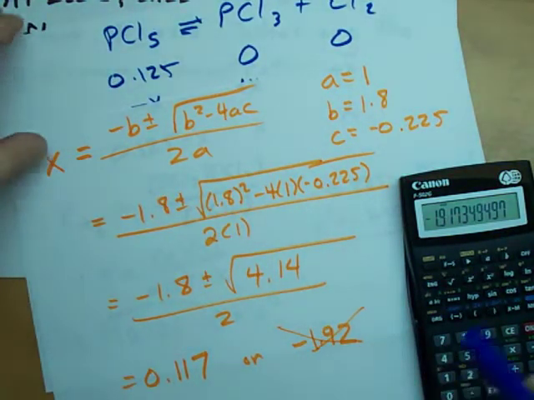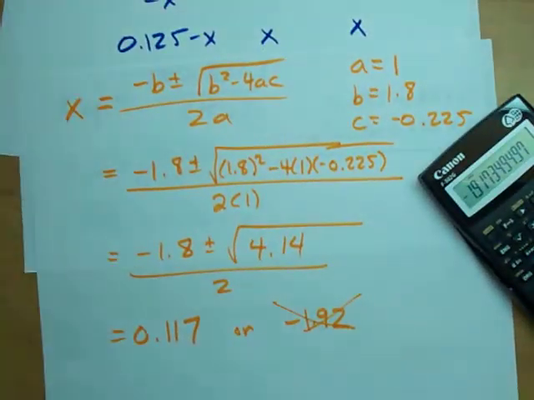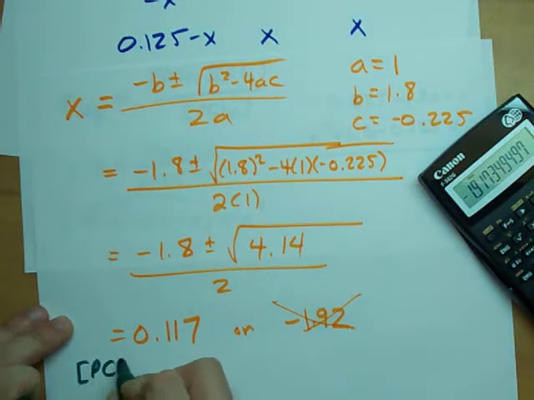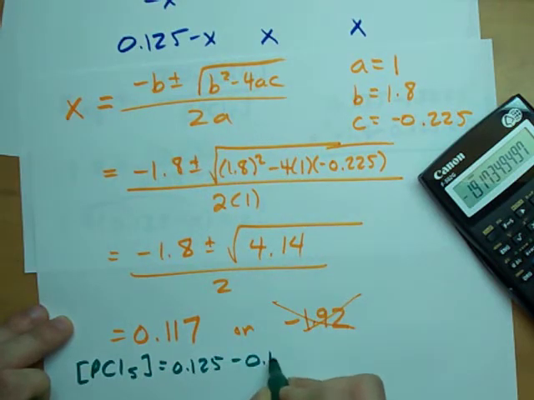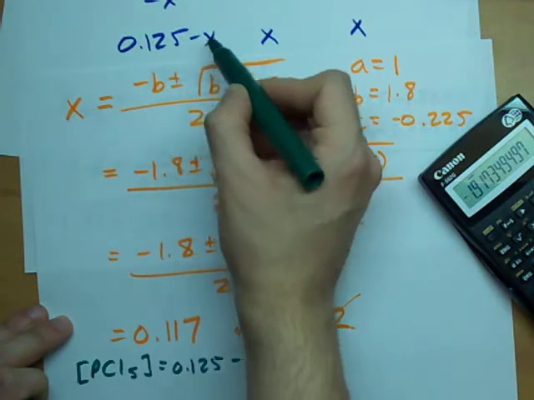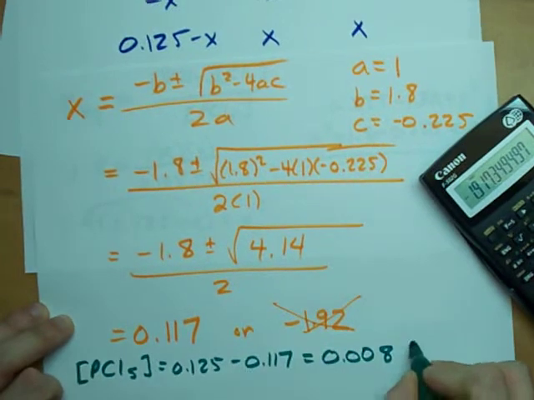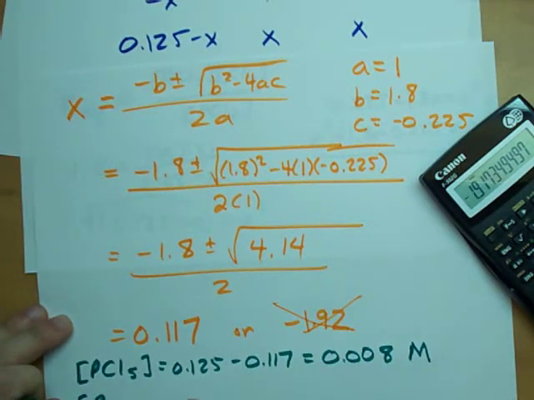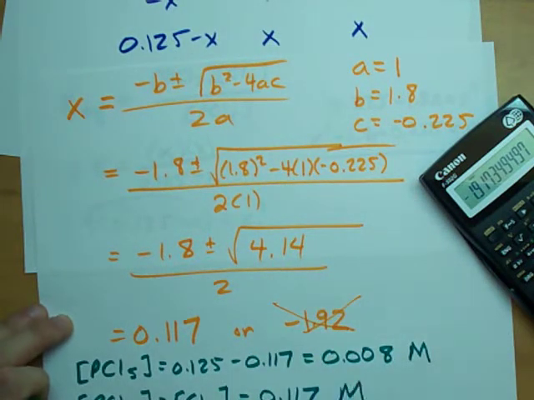X must be 0.117. And so our equilibrium concentrations are, for PCl5, 0.125 minus 0.117. See? That's the minus x, and x is 0.117. That gives 0.008, apparently. And for PCl3 and Cl2, the equilibrium concentration was whatever x turned out to be, which is 0.117 moles per liter. Sweet. And there's your answers.